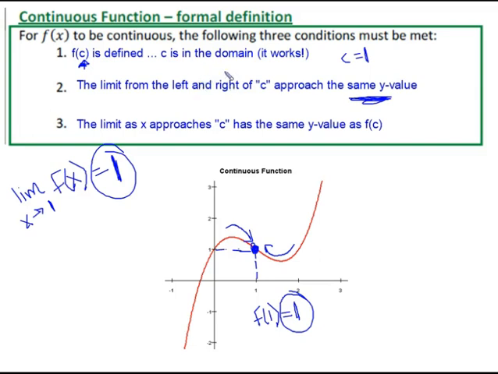I might ask you to remember this, or to at least be familiar with it, but in general, I just want you to know that a continuous function can be drawn without lifting up your pencil. It's smooth, there are no holes, there are no gaps, and you don't have any jumps or asymptotes happening. Just be familiar with the fact that the formal definition involves this idea of a limit that we were looking at in this lesson.